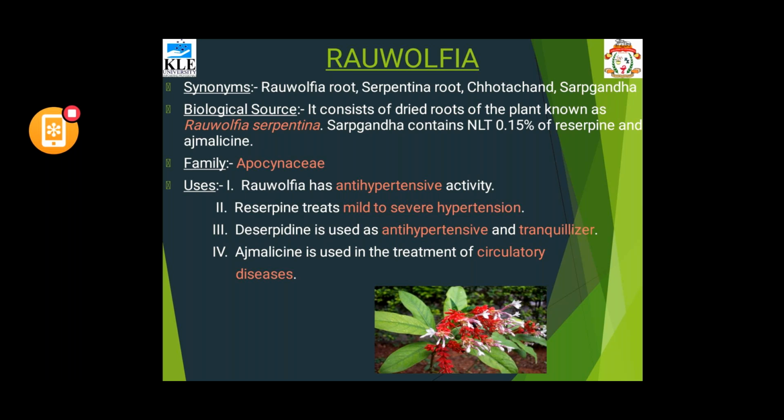The second drug under alkaloids is rauwolfia. Synonyms are rauwolfia root, serpentina root, chota chand, and sarpagandha. The biological source is that it consists of dry roots of the plant known as Rauwolfia serpentina. Sarpagandha contains not less than 0.15% of reserpine and ajmalicine. The family to which Rauwolfia belongs is also Apocynaceae, as seen earlier in vinca. The uses are that it is used as an antihypertensive drug.